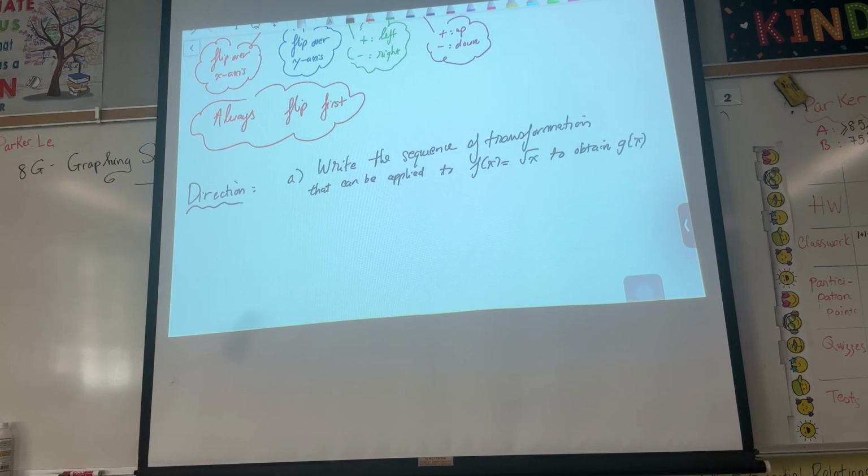So this is a quick question you're going to see on your homework, and maybe on the final test, on the unit test as well. Find the domain, and then sketch the graph.